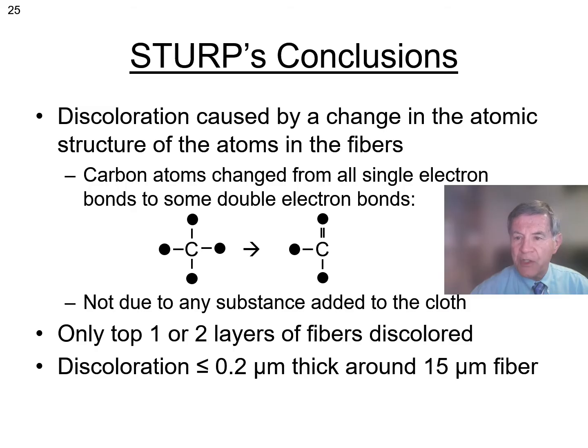STURP also discovered that only fibers in the top 1 or 2 fiber layers of the thread that were facing the body were discolored in a thread. The fibers internal to the thread were not discolored. A flax fiber is usually about 15 to 20 micrometers in diameter, which is about 1/5 the diameter of a human hair. STURP also discovered that a discolored fiber was only discolored to a depth of less than 0.2 micrometers around the outer circumference of the fiber, which is only about 2 or 3% of the radius of the fiber. What could discolor only this thin outer region of a fiber and discolor only the top fibers facing the body, both on the cloth above the body and on the cloth below the body?